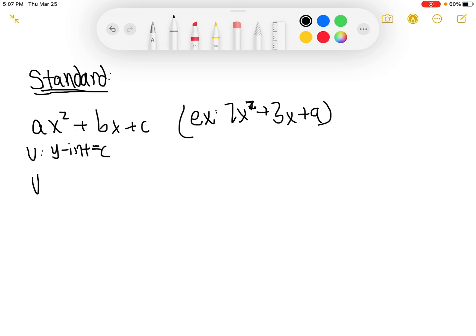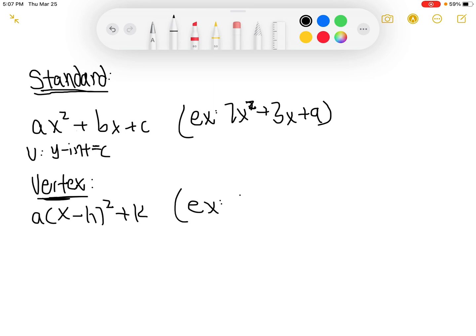Then you have vertex form. Here's what it looks like: a times (x minus h) squared plus k. That probably looks weird, but here's what it is. h and k are the coordinates for the vertex. That's why it's called vertex form. An example would be 2 times (x minus 3) squared plus 9.